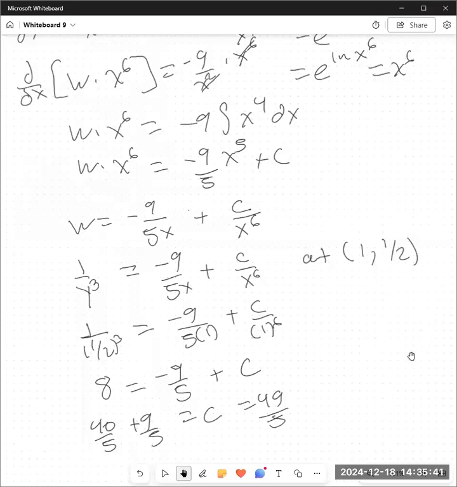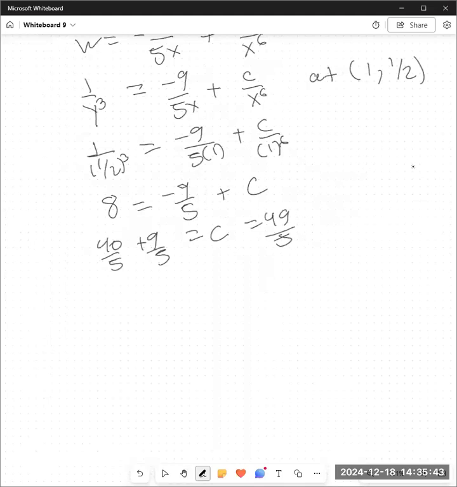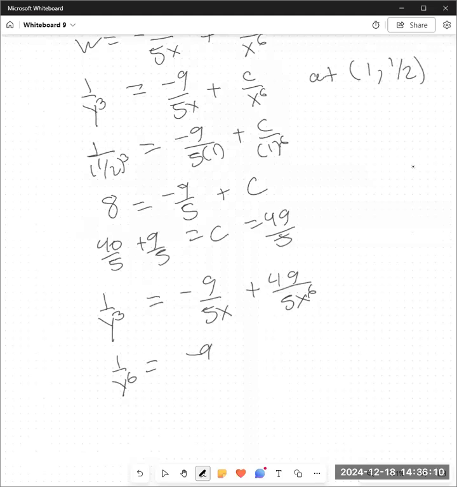And we can come back and write this as 1 over y cubed is equal to negative 9 over 5x plus 49 over 5x to the sixth. Let's go ahead and just make a common denominator here. Negative 9x to the fifth plus 49 over 5x to the sixth.